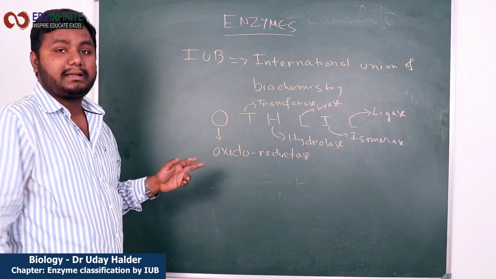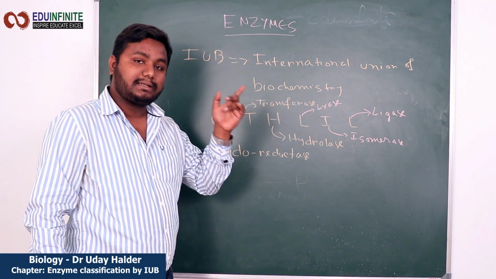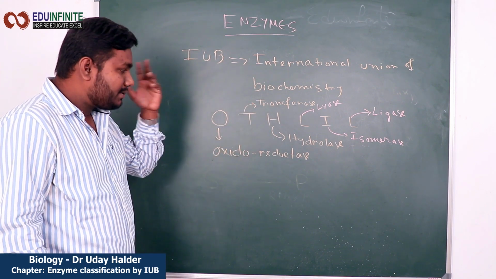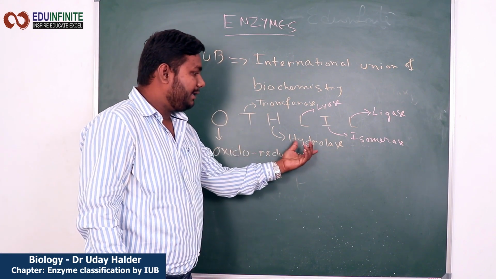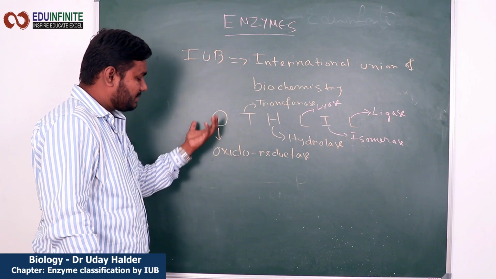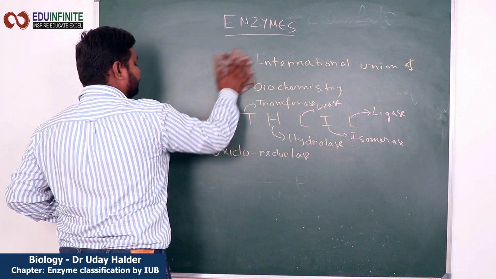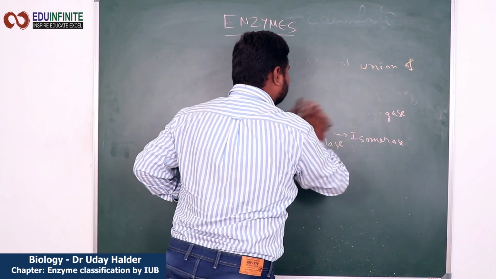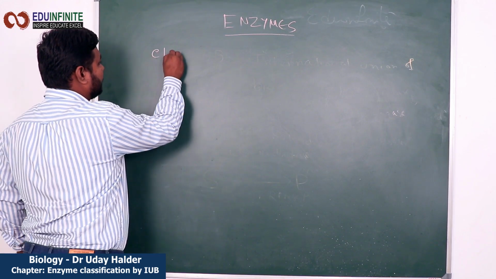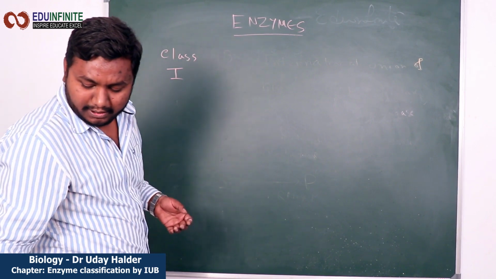And actually you have to remember these things serially. Because when you say class 1 enzyme, you mean oxidoreductase group of enzymes. When you say class 3 enzymes, you mean hydrolase group of enzymes. So let's start discussing the first class of enzyme, oxidoreductase. So this is the class number, class 1 or group 1. Class 1 enzyme is your oxidoreductase.